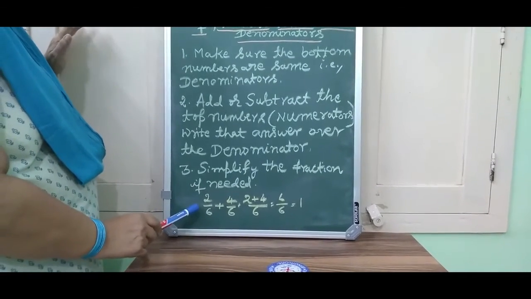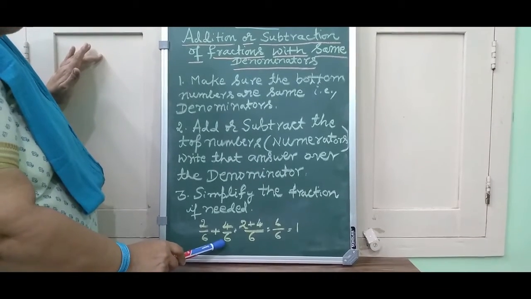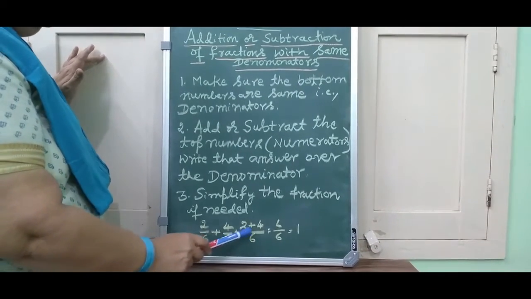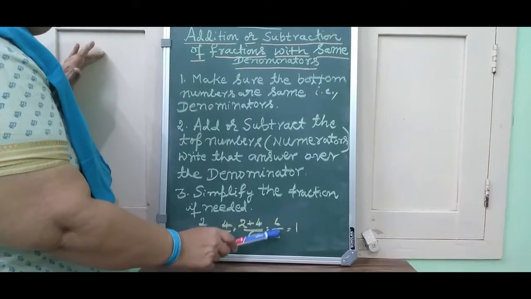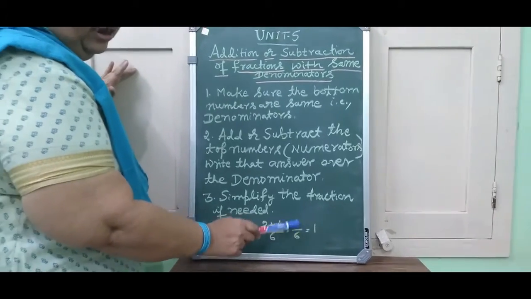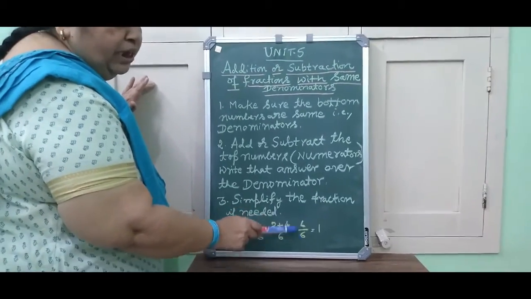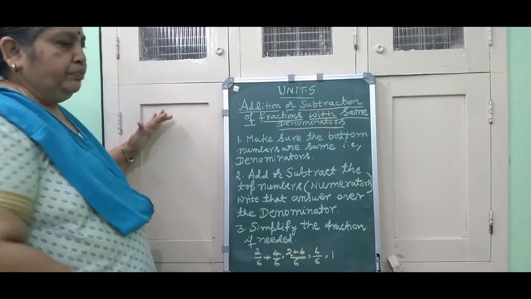Here also I have showed you one more example. 2 by 6 plus 4 by 6 is nothing but 2 plus 4 by 6. 2 plus 4 is 6. 6 by 6, again it is nothing but 1. Here we have simplified 6 by 6. So 1 is the answer.